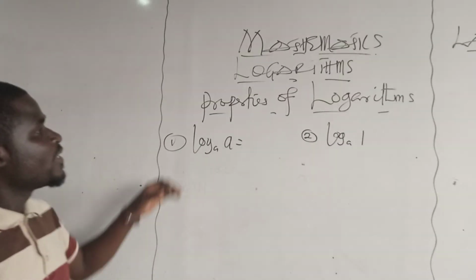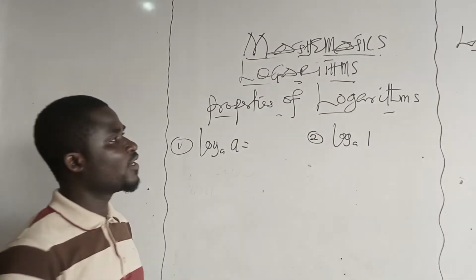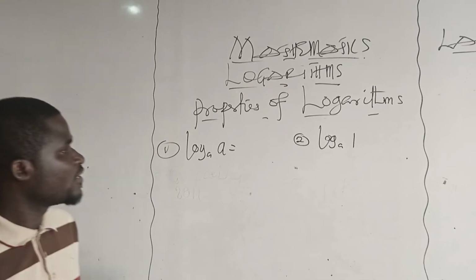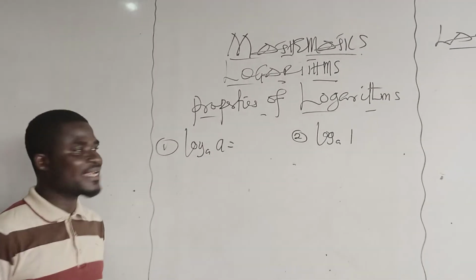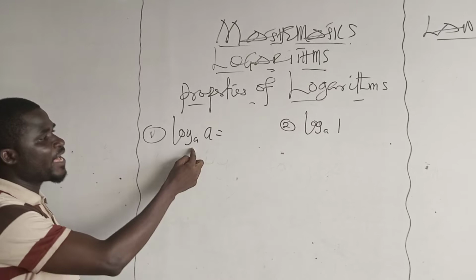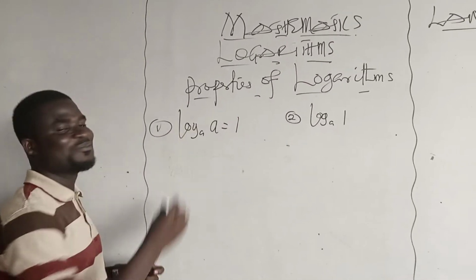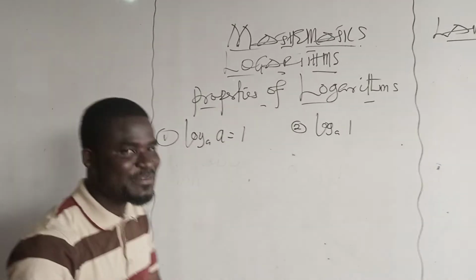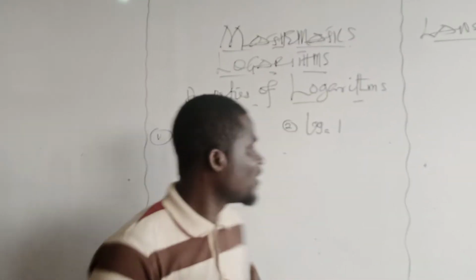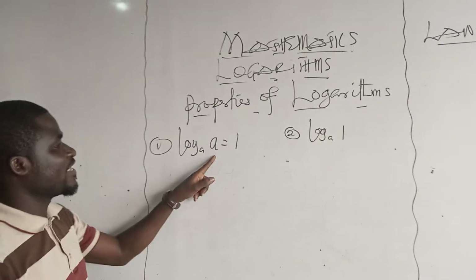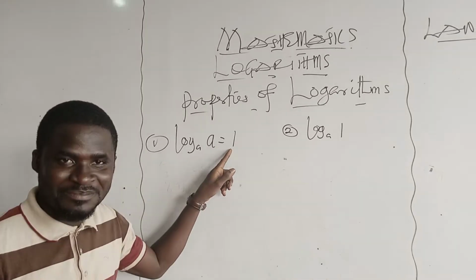Today we are going to look at log. Now, properties of log. The first law says that log A A should give us 1. That's the first property. Whenever you see log A A, the answer will be 1.